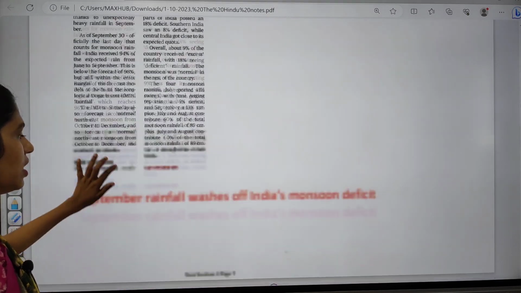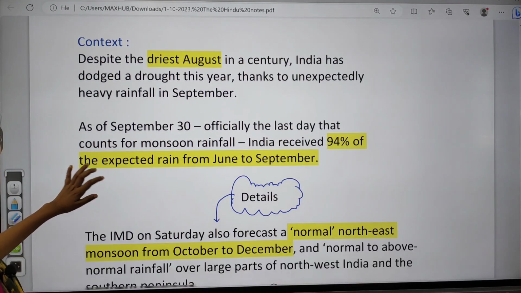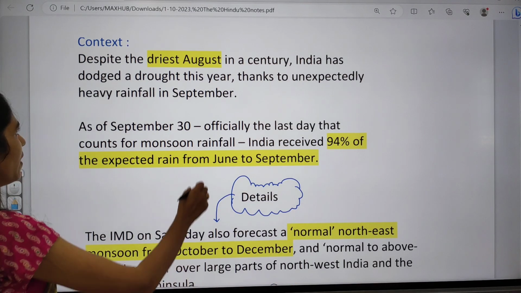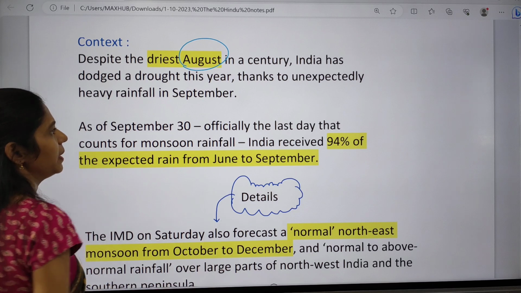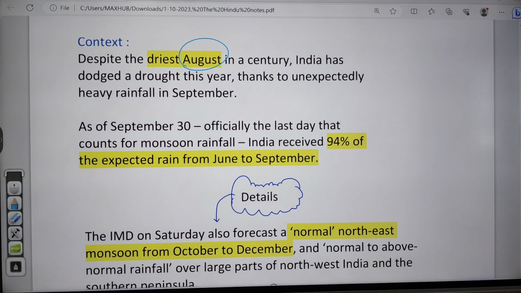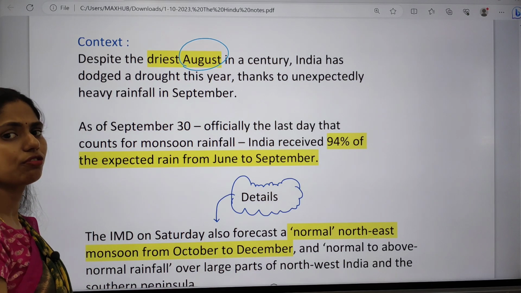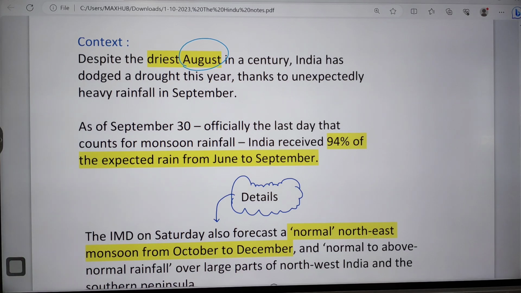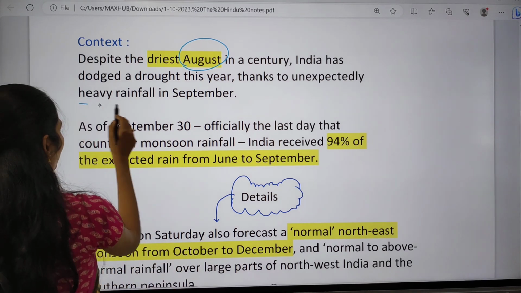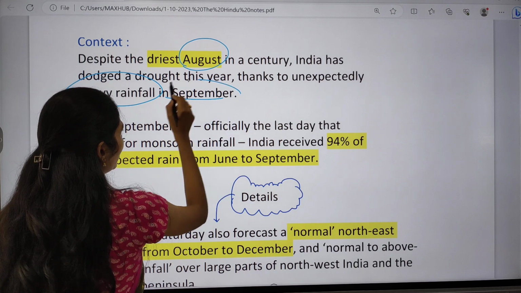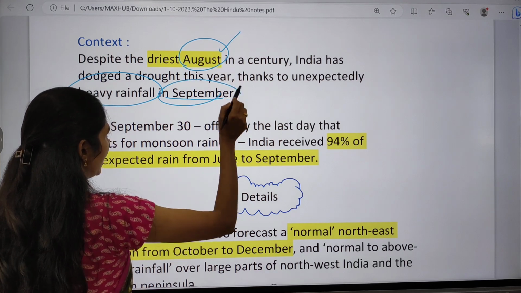Now let us see what IMD is saying. Actually in the month of August we had very dry spells and a rainfall deficit of around 30% in the month of August. But we saw heavy rainfall in the month of September, so whatever deficit we got in August has been fulfilled.